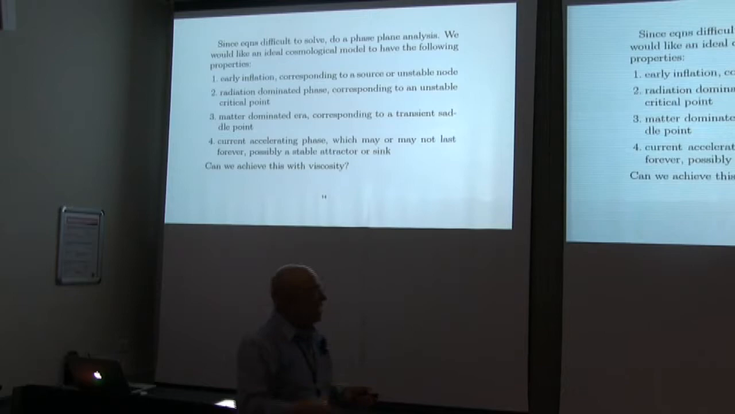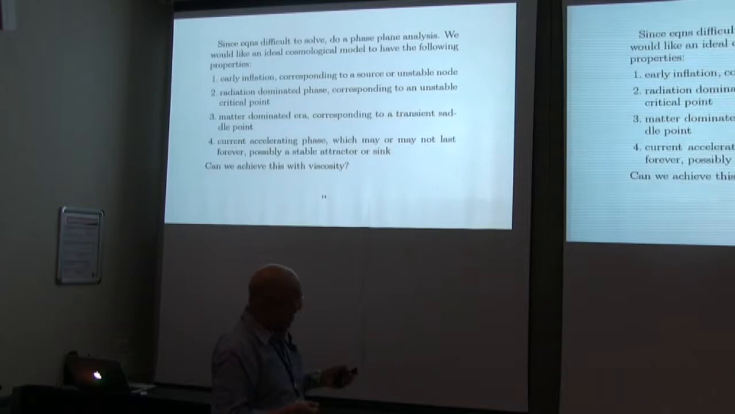where he gave a nice description of what one would expect when you're doing a phase plane analysis of a cosmological model. Firstly, you would expect early inflation, and this needs to correspond to a source and unstable node. Secondly, you need the radiation and matter-dominated eras, and these would correspond to transient saddle points. Then finally, you would need a currently accelerating phase, and this may or may not last forever because we don't know what's going to happen after that. So this could possibly be a stable attractor or a sink. So we wanted to see if we could achieve this with this full nonlinear viscosity.